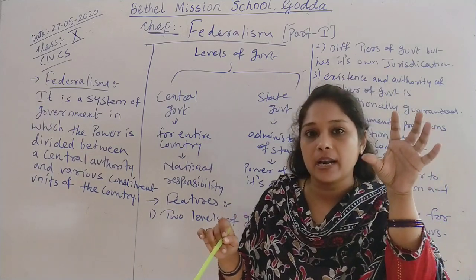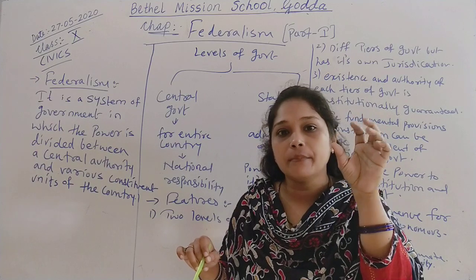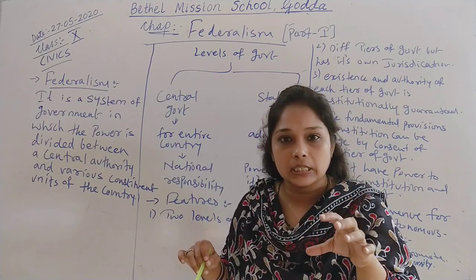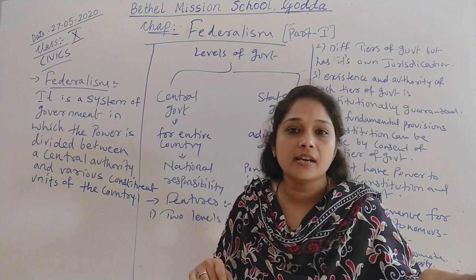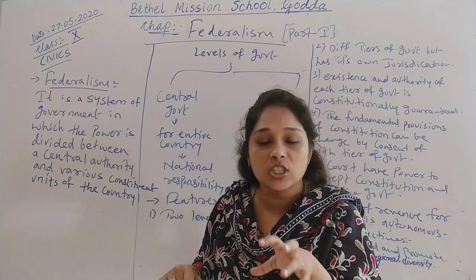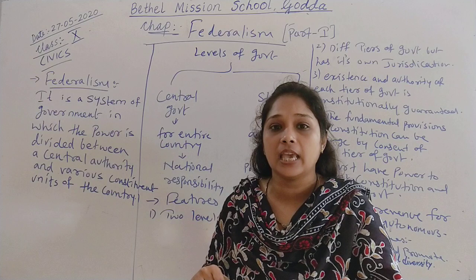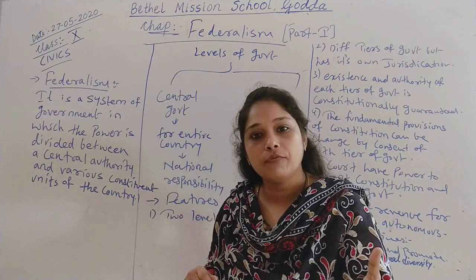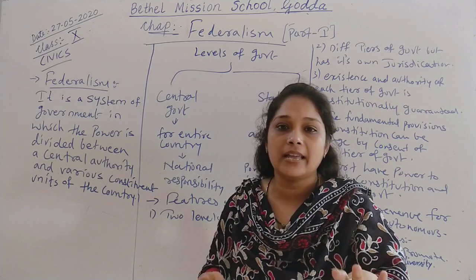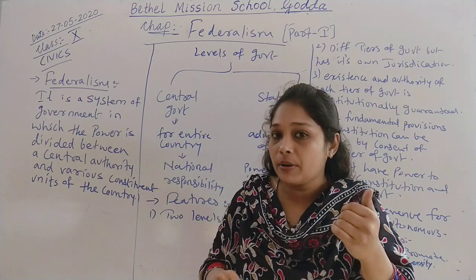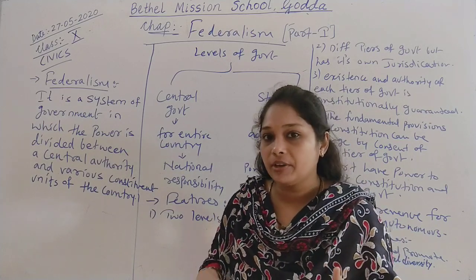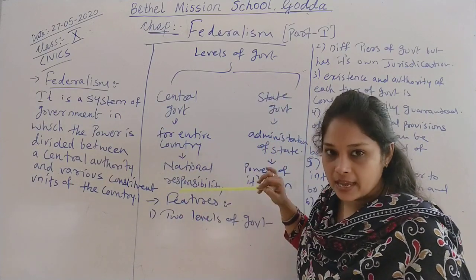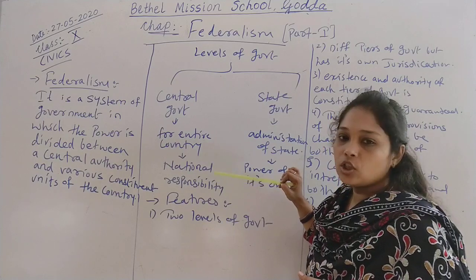When we talk about the parliament, the prime minister, the president, the cabinet ministers, they are all under the central government and they have their own powers. But whatever decisions they take, they take them in majority. So the consent of all the tiers or all the different parts of the government is required when we talk about the central government. So it has control over the entire country and it has a national responsibility.